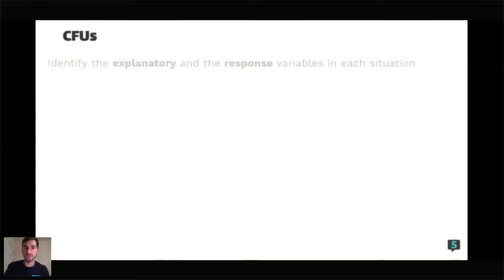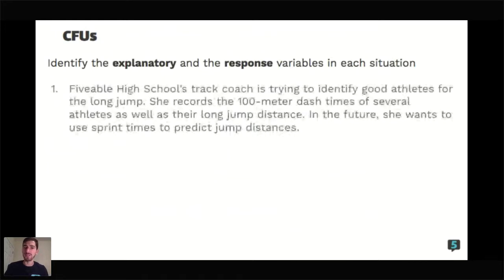So for example, say I'm a high school track coach trying to identify good athletes for the long jump, and this track coach records the 100-meter dash times of several athletes as well as their long jump distances. If in the future that coach wants to use sprint times to predict jump distances, which of those variables is explanatory? Which of those variables is the response in this situation?